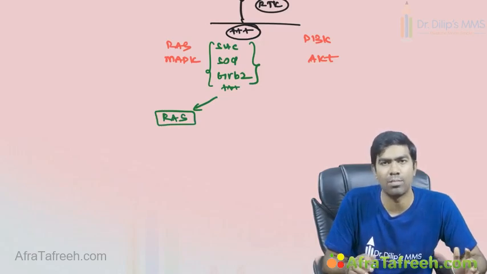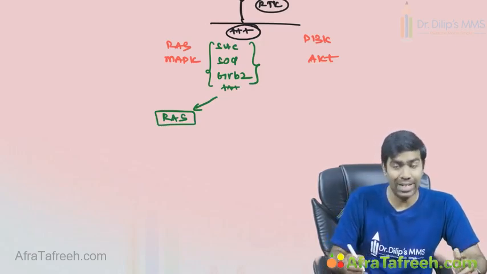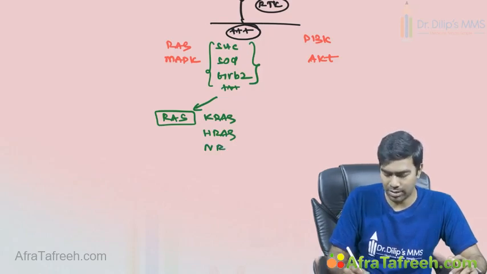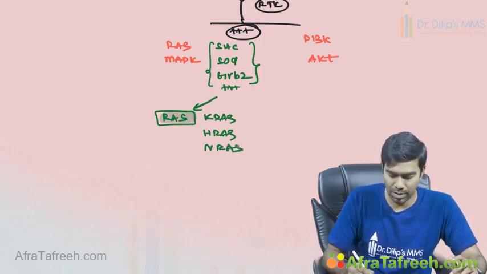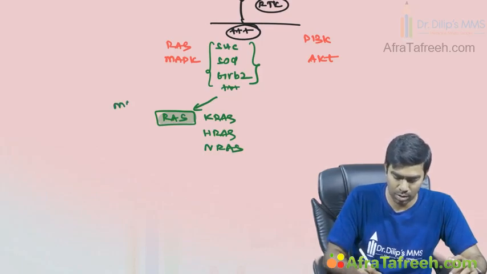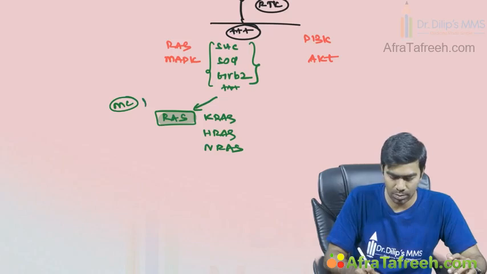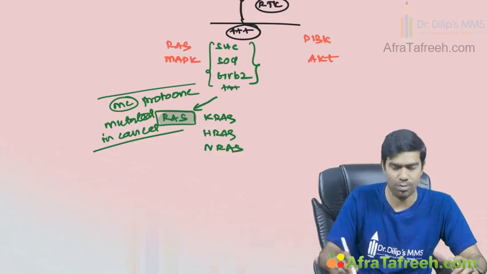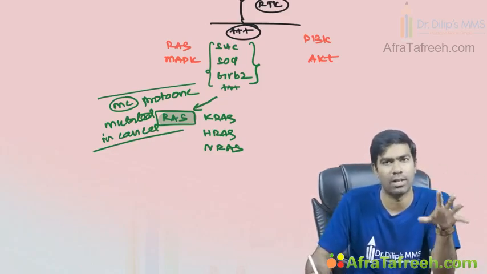RAS is a very, very important protein because you have three types of RAS. I'll tell you why this protein is important. You have KRAS, you have HRAS, and you have NRAS. Why is this RAS important? For the one simple reason that this is the most common proto-oncogene that is mutated in a cancer. If they ask you, that answer is RAS.